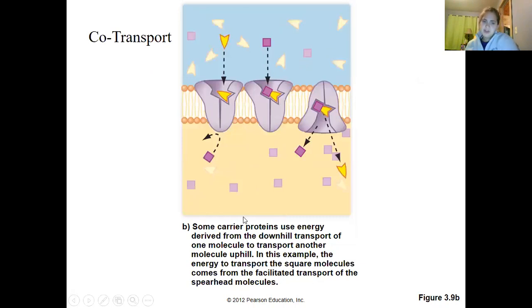Here's co-transport. Some carrier proteins use energy from the downhill transport of one molecule to transport another. So sometimes they need a buddy to go with them. That's kind of what I think about, like if you're saying, nope, I don't want to go it alone. This is just like these proteins. They don't like to go it alone either, so they will pair up so that they can make it through.